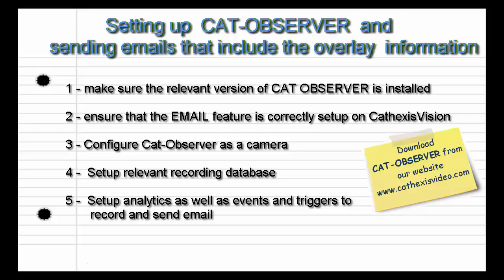To set up CatObserver to record and send emails, we need to ensure the relevant version of CatObserver is installed and already have the email features of Cathexis Vision set up. Then we need to set up CatObserver as a camera and also have a database that it can record to. And then finally set up analytics on another camera that has an event that triggers an action that causes CatObserver to record and then send that recording as an email attachment.